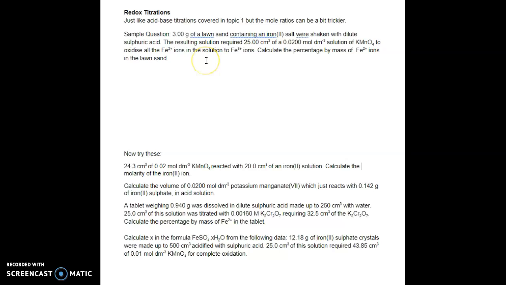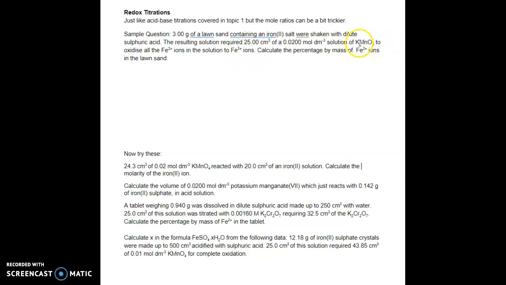So let's look at the sample then. This is a fairly typical redox titration question. It would probably be split down into parts. The first part, you'd have to write a half equation for the iron 2 ions being converted into iron 3 ions. Okay, you should all be able to do that by now.